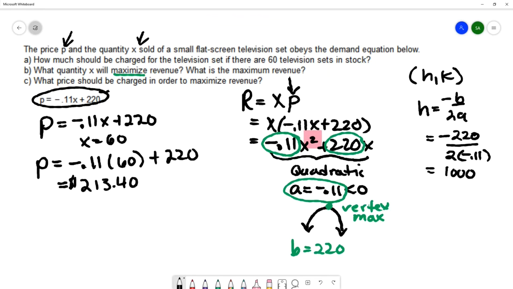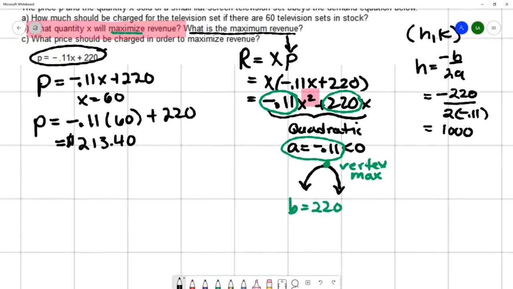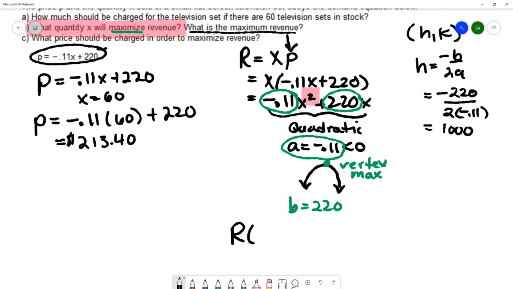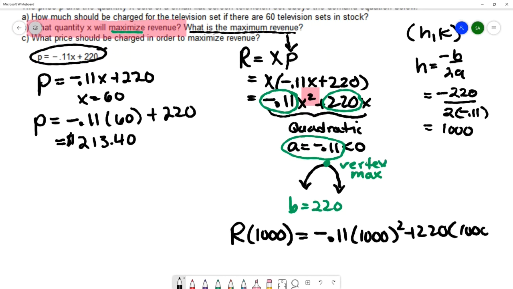So this is going to answer the first question on part B. What quantity will maximize the revenue? So 1,000 television sets will maximize the revenue, and we also want to know what is that revenue. So to answer that question, we want to substitute 1,000 into the revenue function. That's negative 0.11 times 1,000 squared plus 220 times 1,000. And I'll use the calculator to help me work this out.